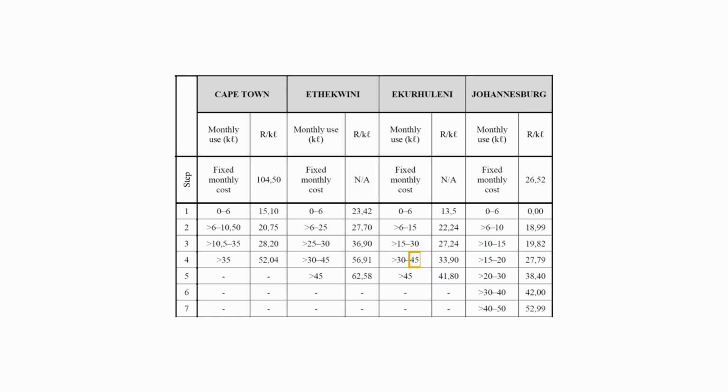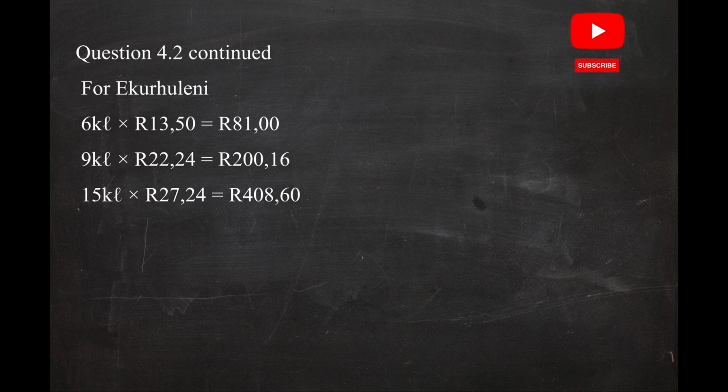Here again, you must find the difference between the maximum water consumption of 45 kiloliters and the maximum value in step 3 because you have already been charged for the usage of 30 kiloliters of water in step 1, step 2 and step 3. So the cost for step 4 will be 15 kiloliters multiplied by 33 Rand 90 cents per kiloliter, and this equals a cost of 508 Rand 50 cents.